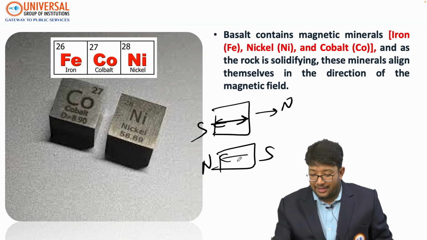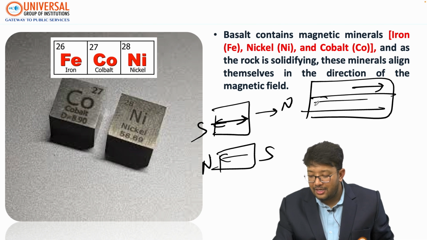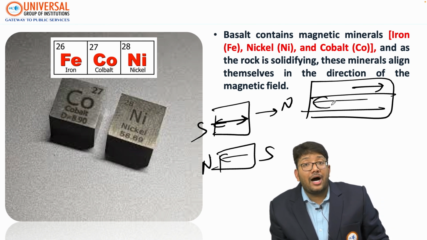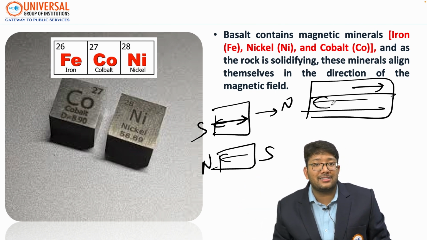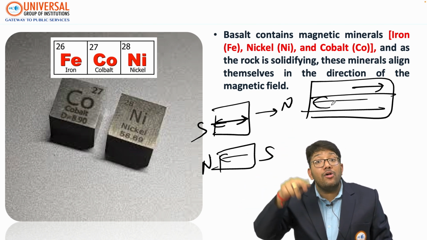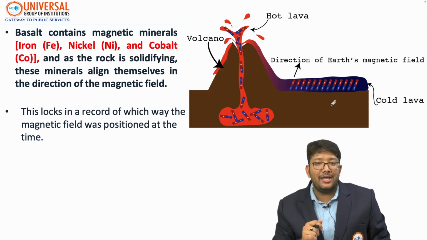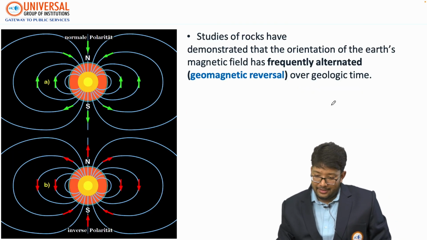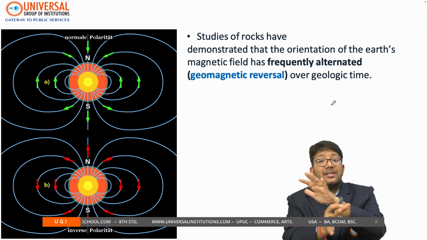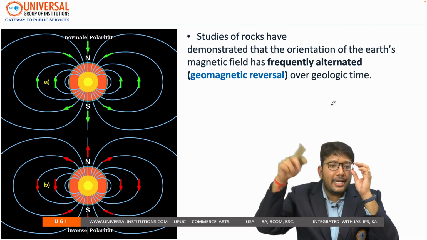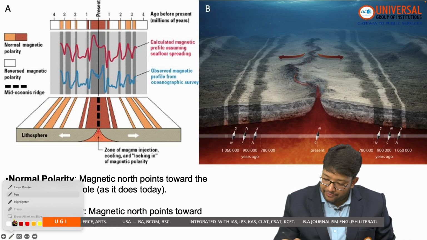We have found that some of the rocks are pointing in the left direction and some are pointing in the right direction. How is it possible? See, both are the same rocks, both have the same magnetic properties. It shows that our poles are also changing through the ages. You have to remember that. The reversal of the magnetic poles is called geomagnetic reversal.